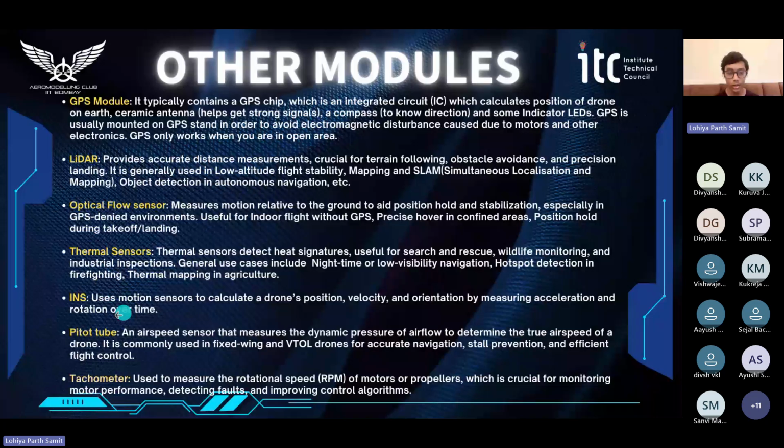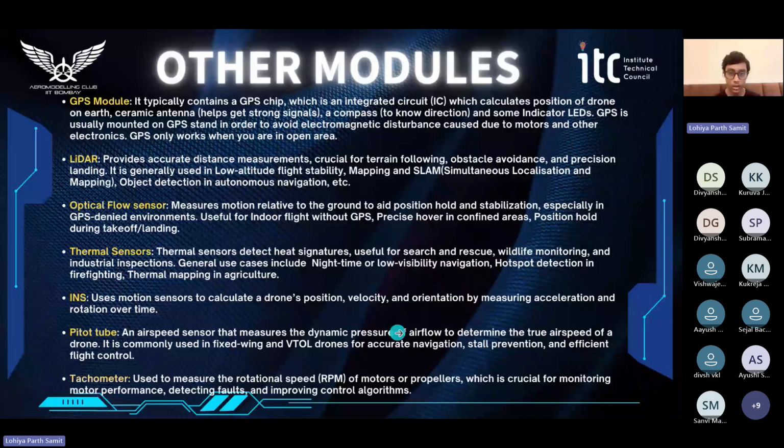Not Pascal's law, but P plus rho g h plus half rho v square. That is Bernoulli's equation to calculate the airspeed of the drone or the fixed wing flying through the air. It is an airspeed sensor that measures the dynamic pressure of airflow to determine the true airspeed of a drone. It is commonly used in fixed wing and VTOL drones for stall prevention, accurate navigation, and efficient flight control.